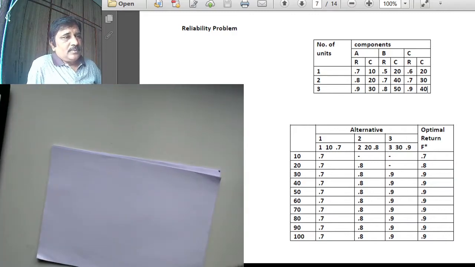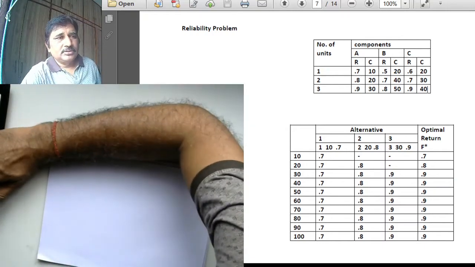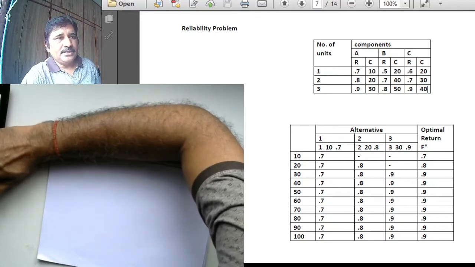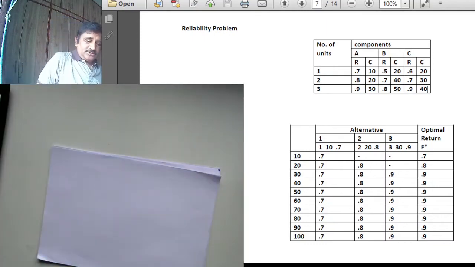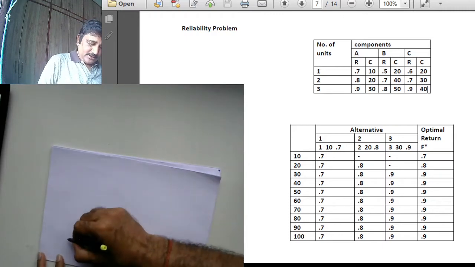We'll be solving one more problem by dynamic programming. This problem is referred to as the reliability problem, right? In this problem, an electronic circuit is to be devised by using three components A, B and C. Now these components are connected in series, right?